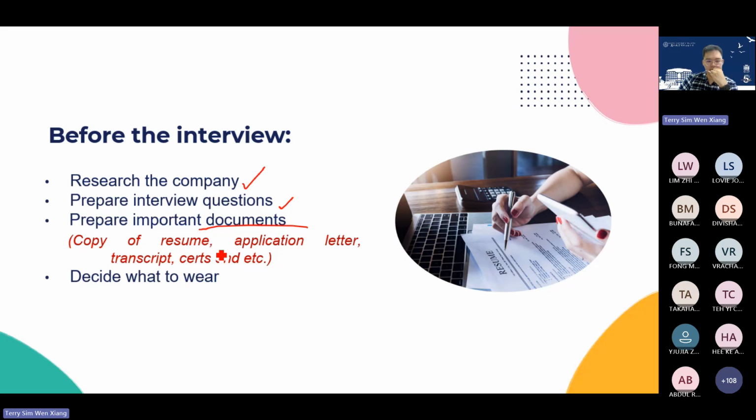So when you go to the interview session, always prepare your resume, your application letter, and your transcript. Certificates are optional. If you have too many, I suggest you get a file, print all these things out, and bring them there. If they ask for them, you can directly pass them over. If they don't ask, you just keep them yourself. And decide what to wear earlier.